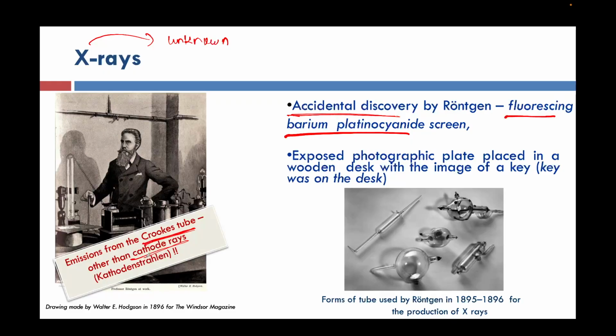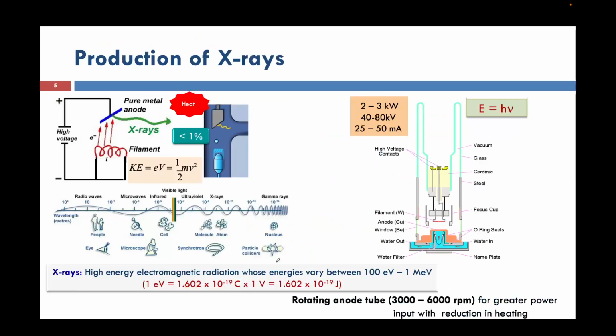He was using different types of tubes. This is the Crookes tube, and another tube was known as the Geissler tube. These are the different types of tubes scientists were working with at that time to do experiments with electrons. By doing this kind of experiment, Röntgen discovered the X-ray.